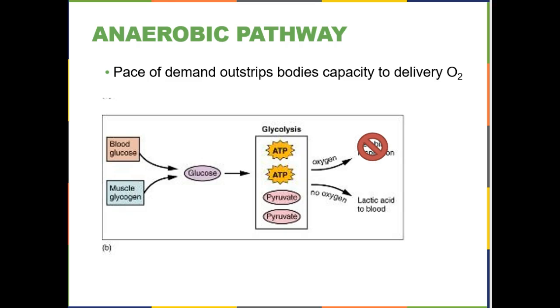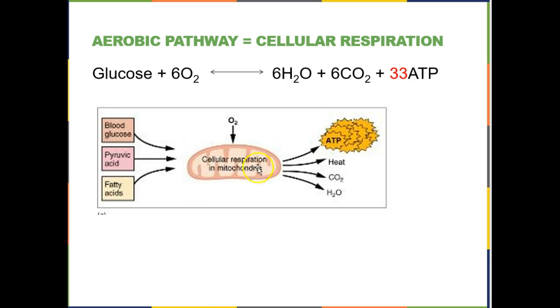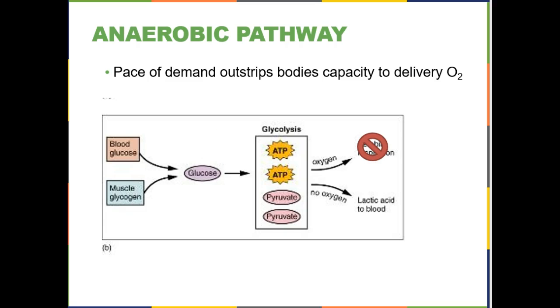This is what your muscles switch to when your body can't deliver oxygen to the muscle fast enough for the mitochondria to work. So without oxygen, you can't use your mitochondria. So then what you're doing is you're just taking your glucose and breaking it down into 2 3-carbon molecules, excuse me, and those are called pyruvate or pyruvic acid, which then gets turned into lactic acid.